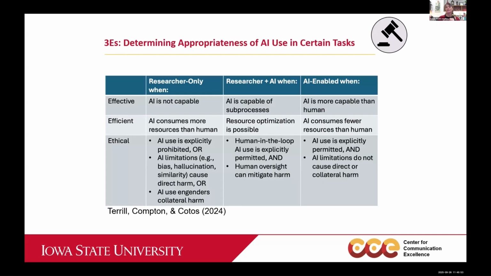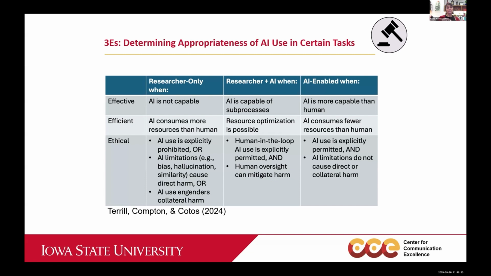And then similarly in the last row, the ethical row, there are some guidelines that designate whether it's researcher only, a combination, or AI enabled, but it's up to the person who's using this tool to evaluate their task to still be responsible for understanding their own ethical values. So if you are in a situation where AI use is explicitly prohibited, it would be unethical to use it. Or if the limitations cause harm, such as bias, hallucination, or similarity, if they cause harm, again, it's going to be unethical to use it.